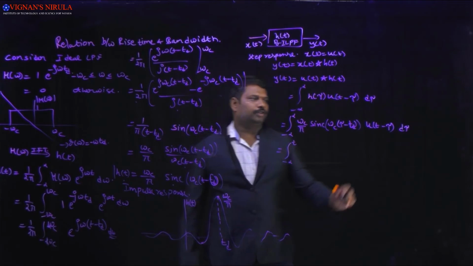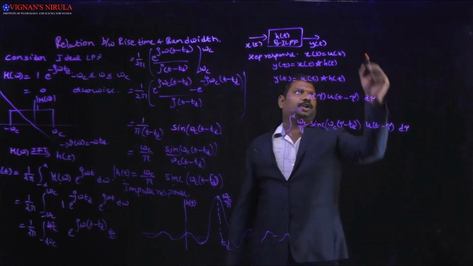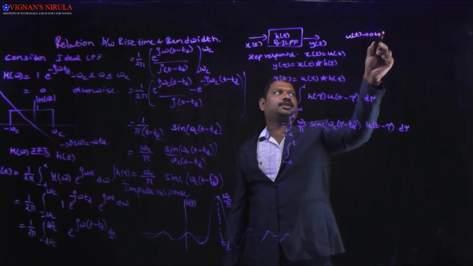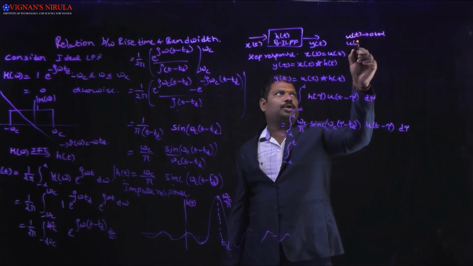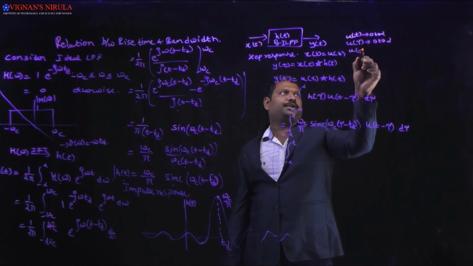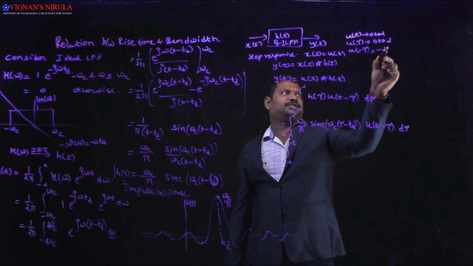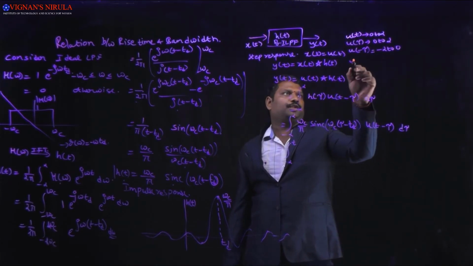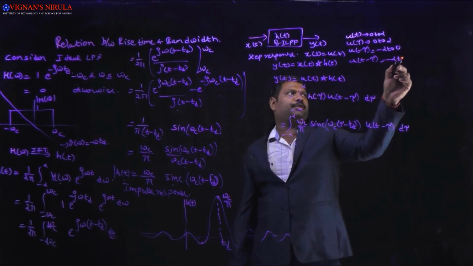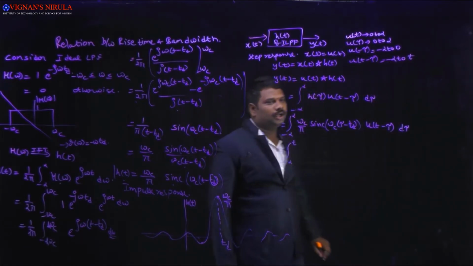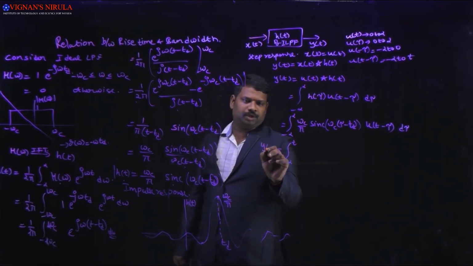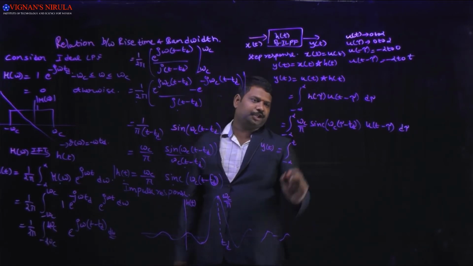As we have u of t minus tau, whereas u of t will have the limits 0 to infinity, u of tau will have the limits from 0 to infinity, and u of minus tau will be from minus infinity to 0. Therefore, u of t minus tau means add t units. That's why minus infinity to t units. That will be the limits of this u of t.